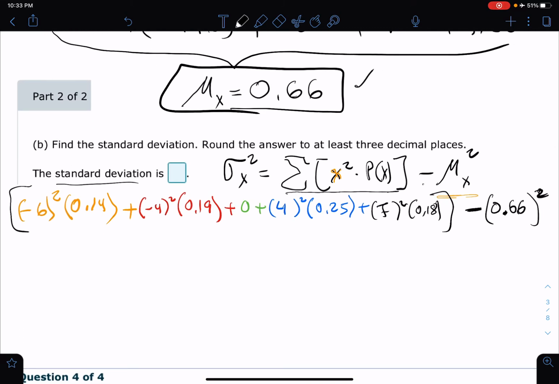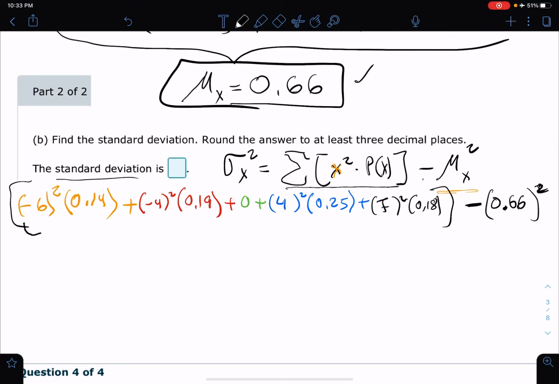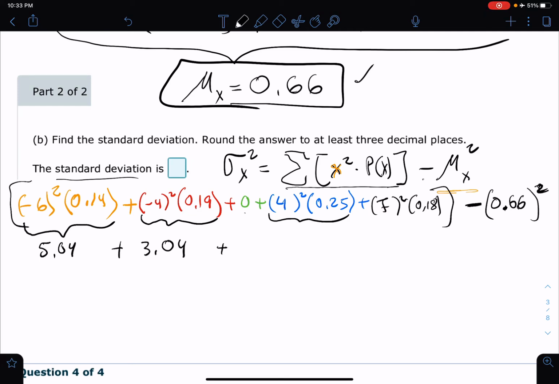So then we basically take -6 squared, which is 36, multiply it by 0.14, and we get 5.04. We do the math there, and we get 3.04. That, of course, is 0, so we don't have to write it down. We do the math of that piece right there, which ends up being 4 squared times a quarter, which is 4. We do this last term, which is the black one, right? This is 7 squared, 49 times 0.18 gives us 8.82.